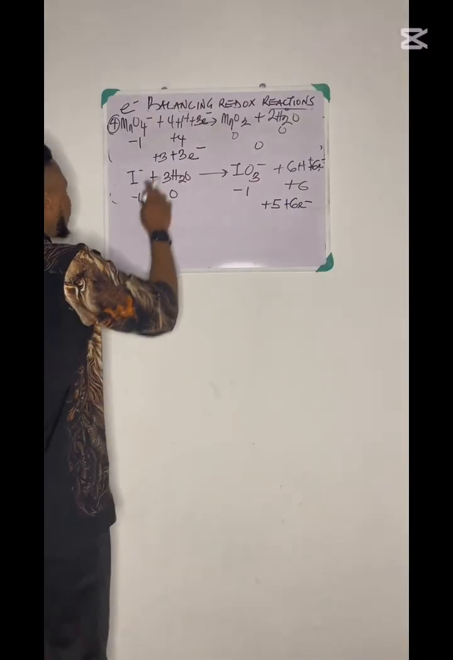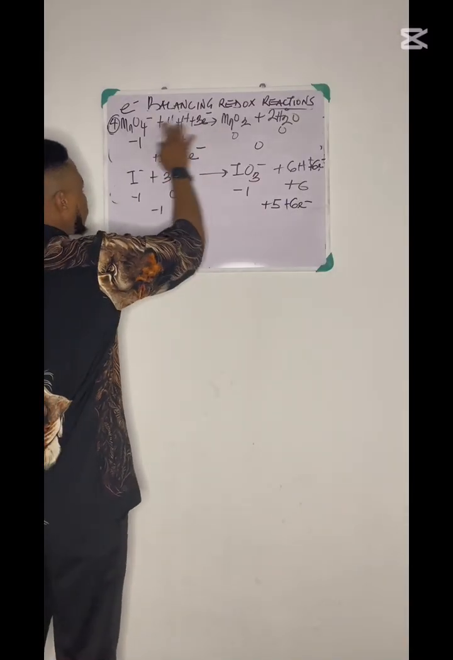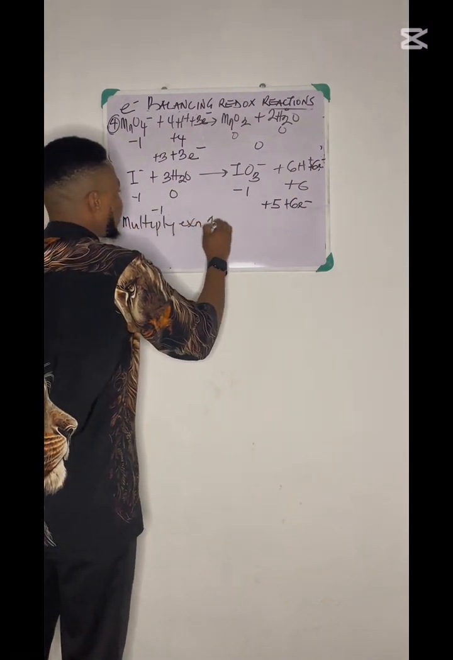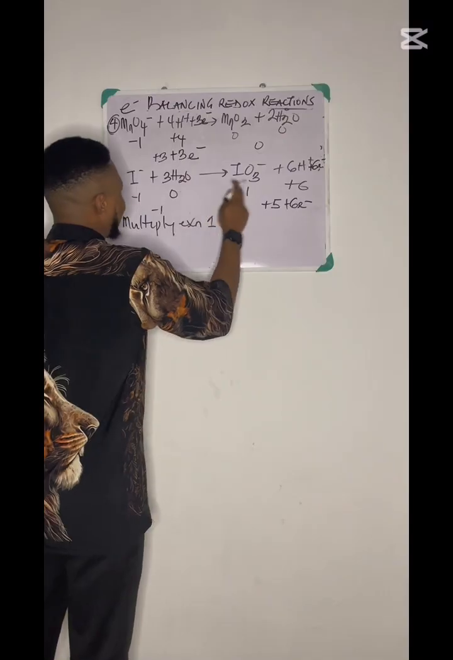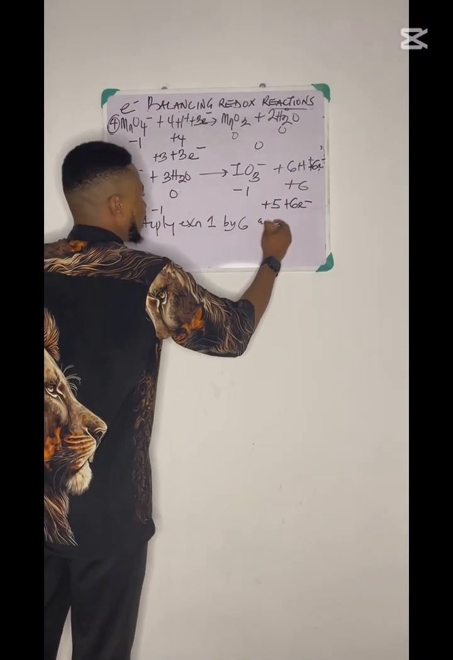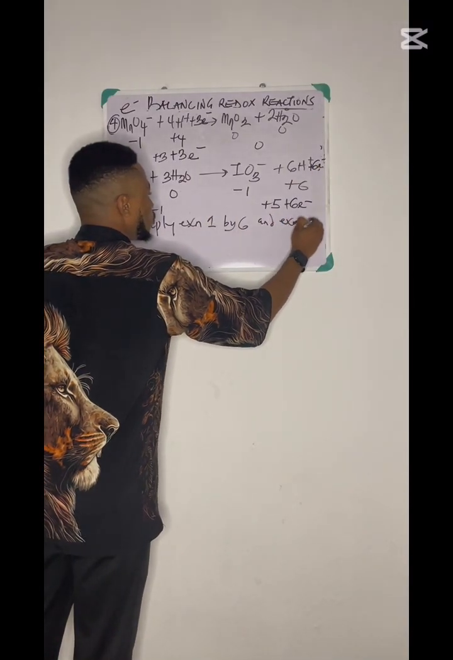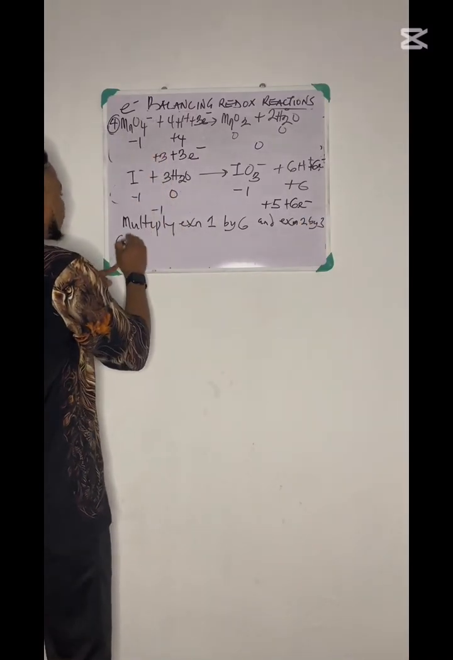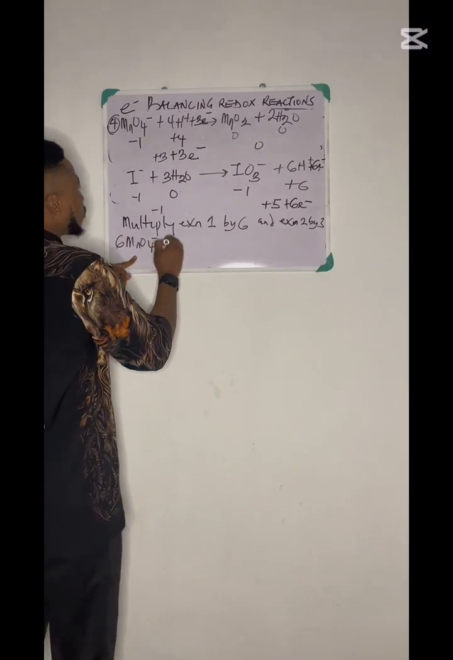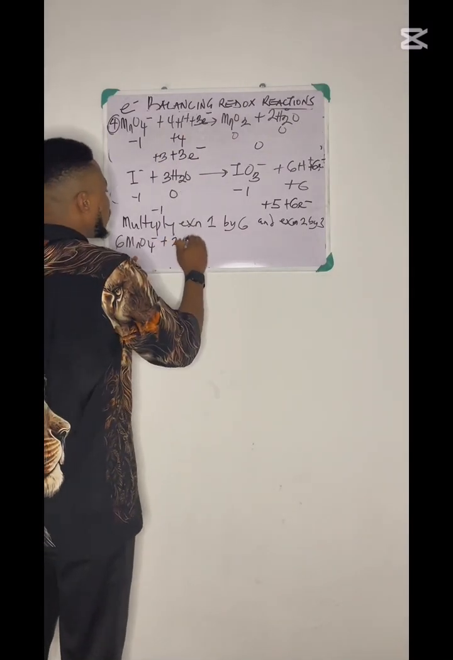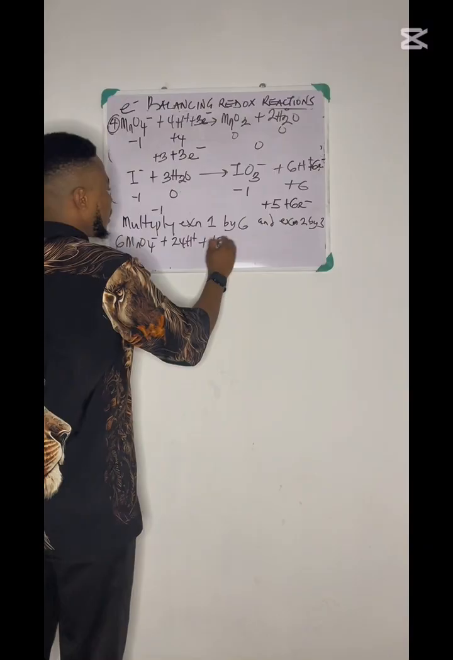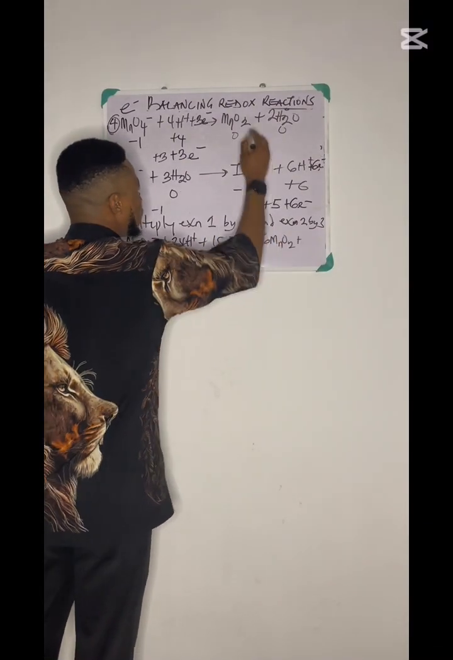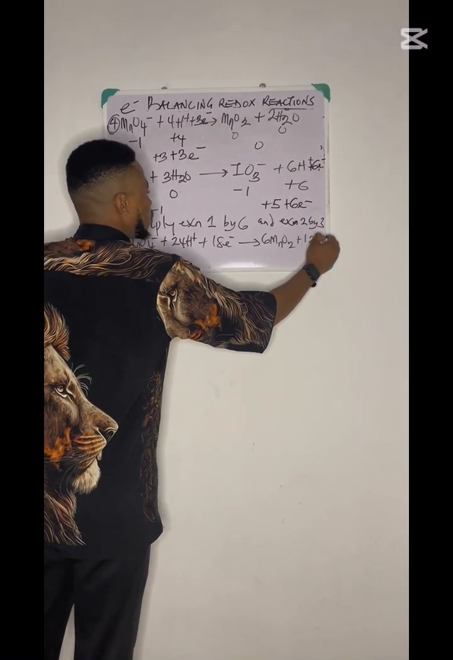So now let us do that. If we multiply equation 1 by 6 and equation 2 by 3, it means that we'll have 6MnO4 minus plus 6 times 4 is 24H plus, plus 6 times 3 18e minus, then we have 6MnO2 plus 6 times 2 12H2O.